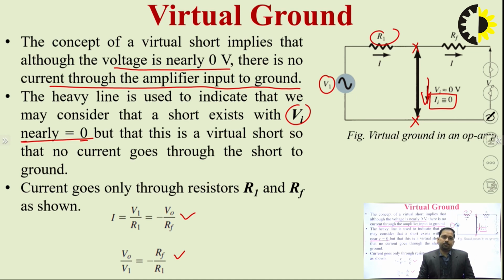by R1. So with the help of KVL and with the help of this virtual ground, we'll be able to achieve the results for the output voltage or the voltage gain for various types of amplifiers. For example, inverting amplifier, non-inverting amplifier, unity gain, integrator, differentiator, adders, subtractors, and so on.